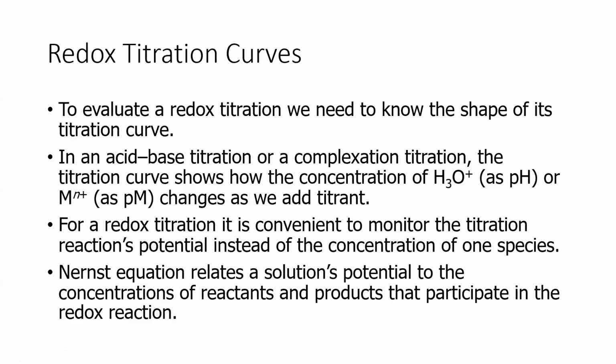So now, how do you prepare the redox titration curve? To do this, we have to evaluate the shape of the titration curve, just as we did for acid-base titration, where we looked at strong acid, strong base, weak acid, weak base, and the like. We also note that in acid-base titration or in any complexation titration, the curve shows how the concentration of the hydronium ion or the pH changes as the concentration of the metal changes. This M can be any of the metals. You can use iron or ferric as an example.